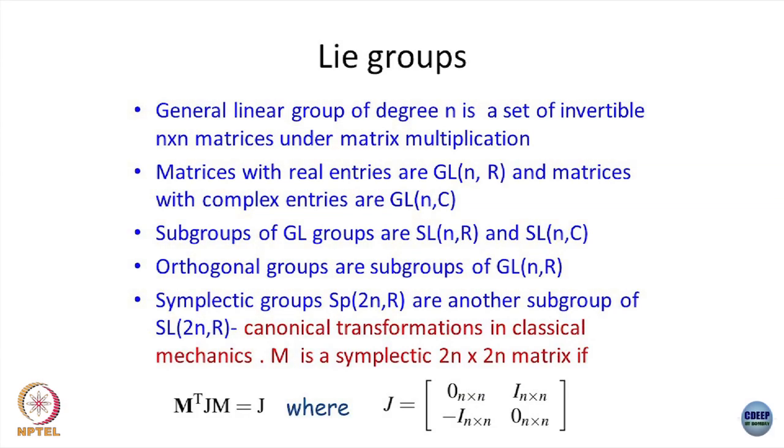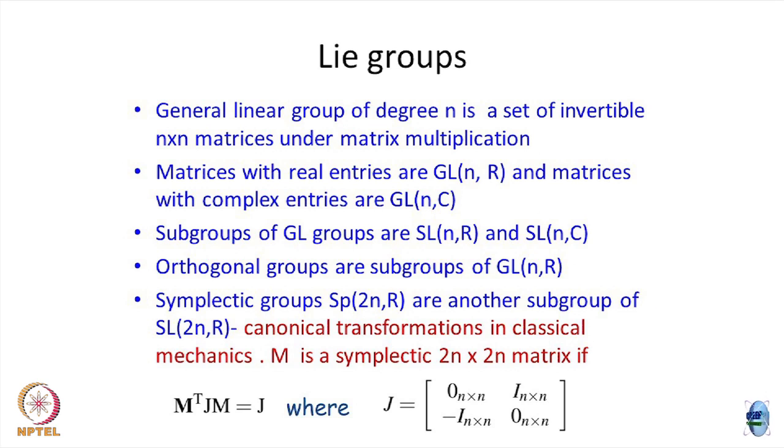Okay, so now let me try and list out more as a summary of what all groups are there in the literature and what are the notations. Any questions? Okay, Lie groups. The general linear group of degree n is a set of invertible n cross n matrices under matrix multiplication. Matrices with real entries are GL(n,R) and matrices with complex entries are GL(n,C).